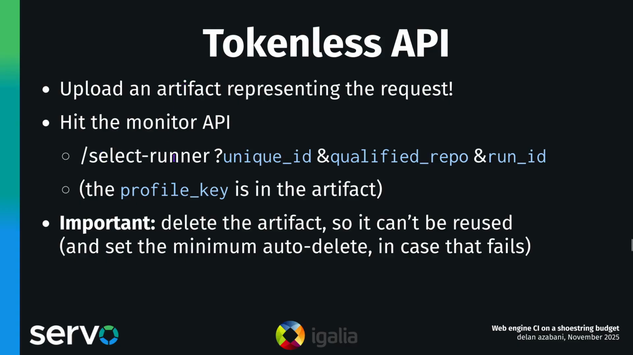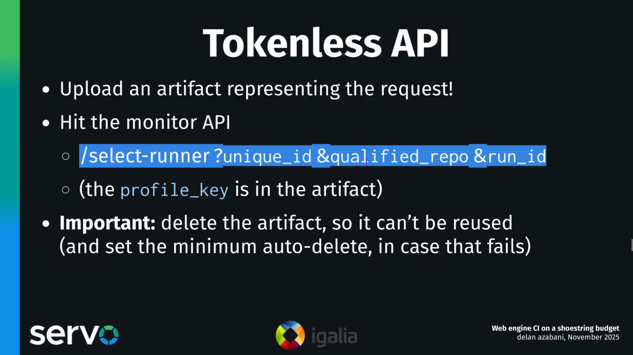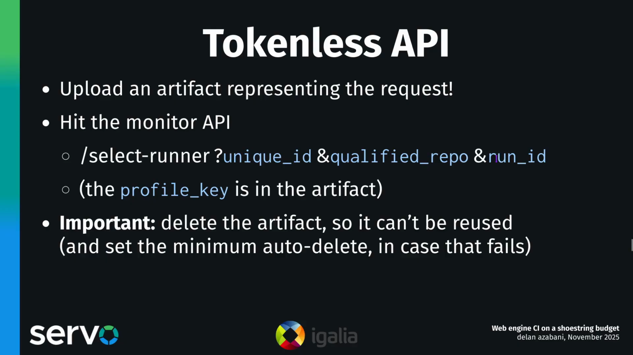And then we would hit the monitor API. We'd hit a different endpoint that just says, go to this repo, go to this run ID, and then check the artifacts. You'll see my request there. And this does not require an API token. It's not a privileged operation. What's privileged is publishing the artifact, and that's unforgeable. The only entity who can publish the artifact is the workflow itself.